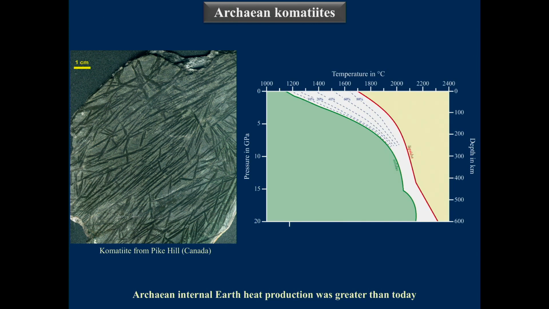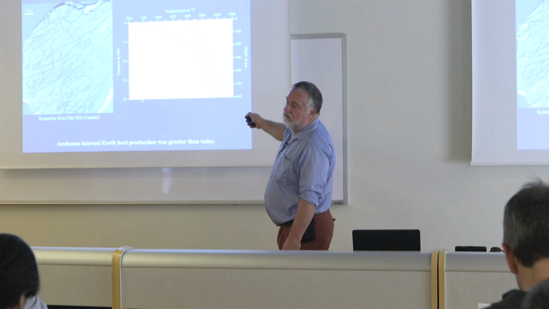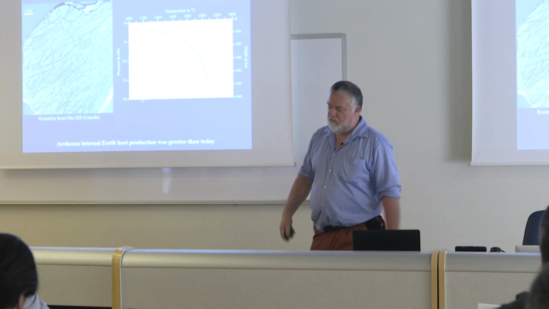Now, if we try to compare this komatiite to present-day magma, here is a diagram with pressure here and the corresponding depth, and temperature. Here is the liquidus of the mantle. That means that on the right, everything is liquid. This is the solidus. On the left, everything is solid. And in between, we have liquid and crystals.